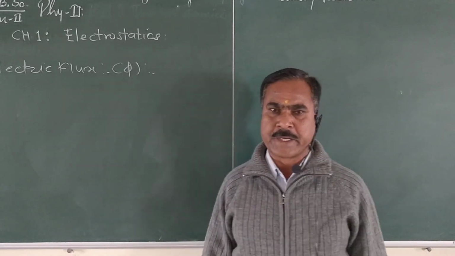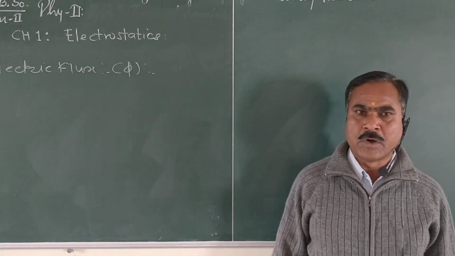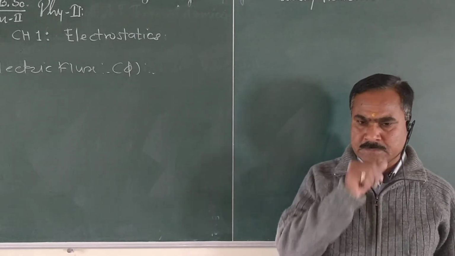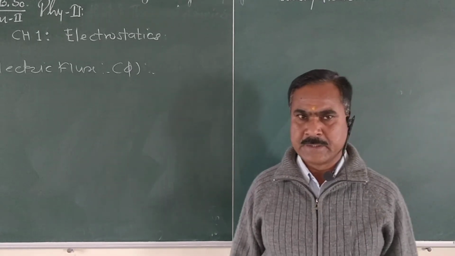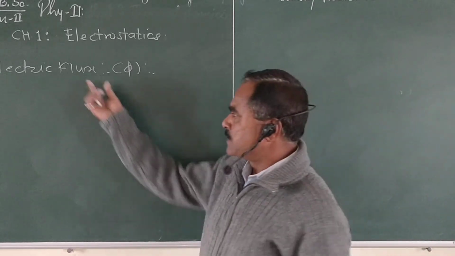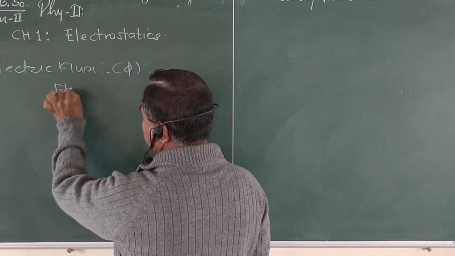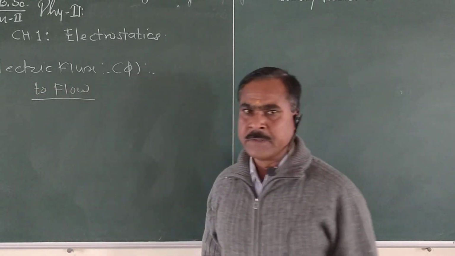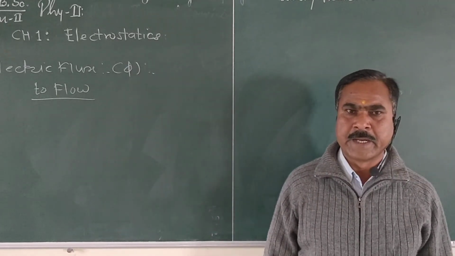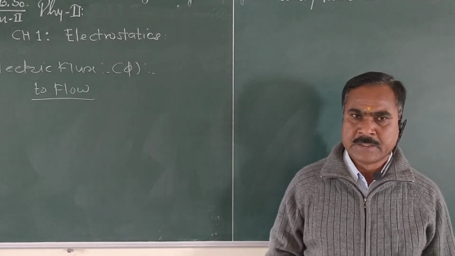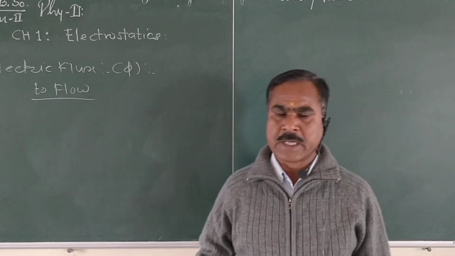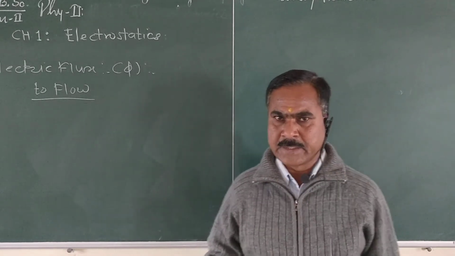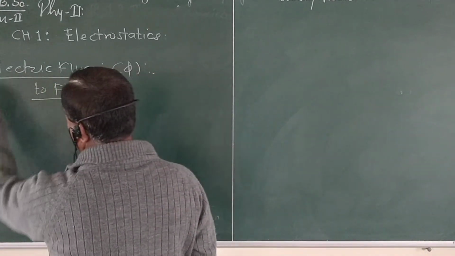So in electrostatics, we consider the flow of electric field vectors that are passing through a surface having some area. Flux is a Latin word, its meaning is to flow. So in electrostatics we consider the flow of electric field vectors, that is, the electric lines of force that are passing normally through an area. So we define here what is meant by electric flux.